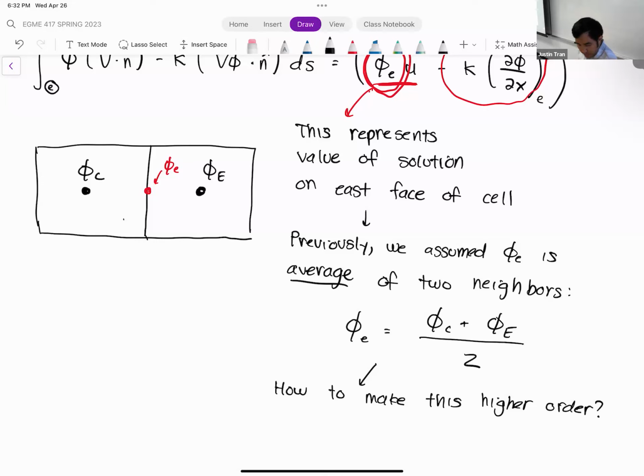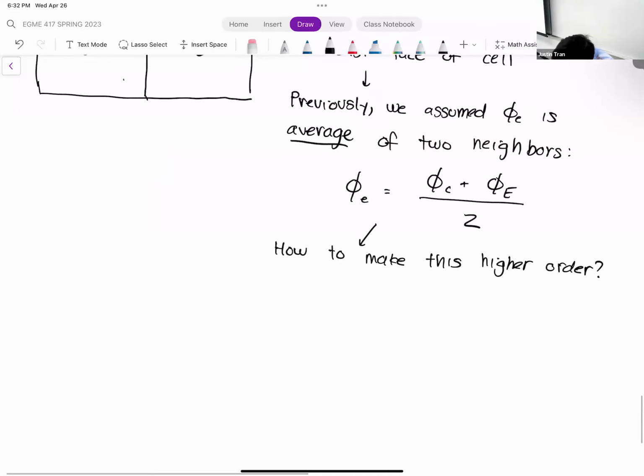And so if we take inspiration from our finite difference counterpart, and if you look back from earlier today, we saw how we made finite difference higher order. One of the biggest differences that we made was that we incorporated more neighbor nodes. So let's try that here too.